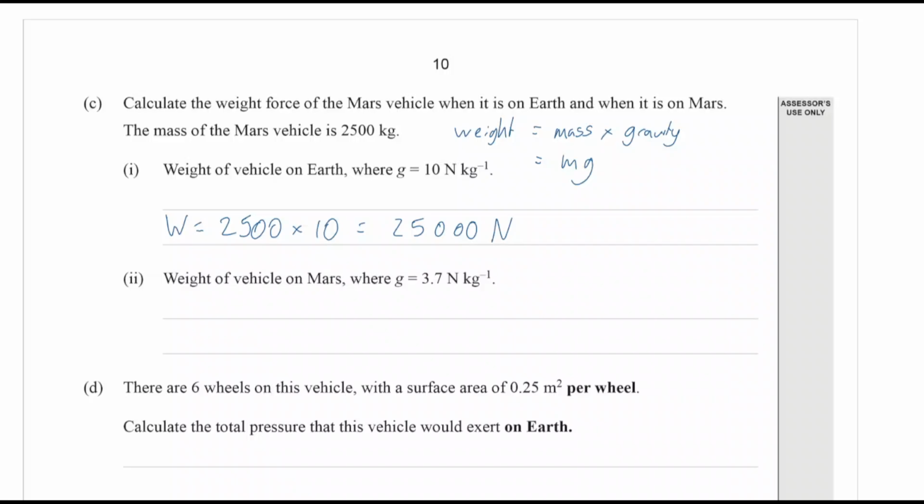All right. Now, part 2, when it's on Mars. The only difference here, the mass is the same. However, g is 3.7. So its weight force is 9,250 newtons, just rounded to 3 significant figures. And so looking at those, the weight force on Mars is less than it is on Earth, even though it has the same mass.